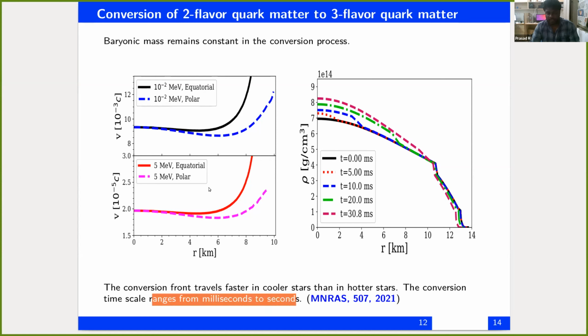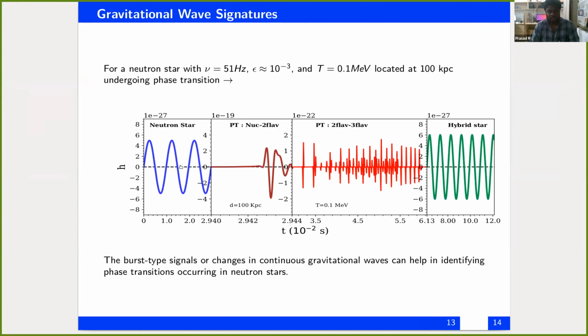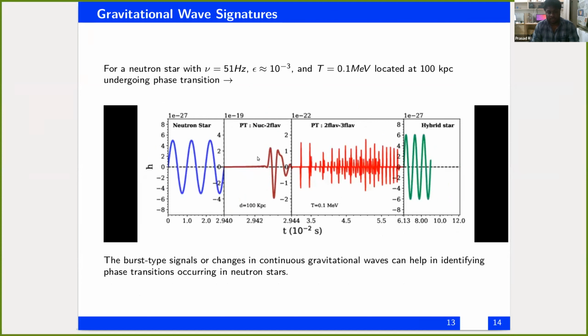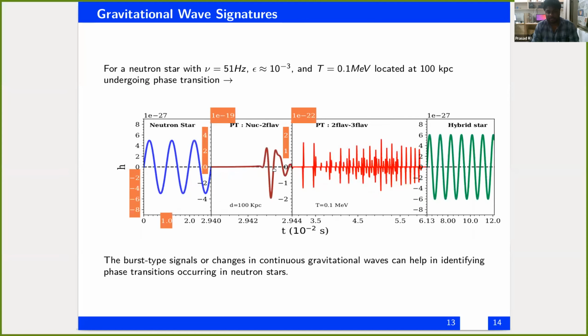Depending on the temperature of the star, this is the possible gravitational wave signal which can originate and by which we can identify the phase transition. Initially, there will be a neutron star which will be rotating, and from which we will have rotating gravitational waves. And then due to the deconfinement phase transition from hadronic matter to 2-flavor quark matter, which happens in a 10 power minus 5 second time scale, we will have a particular gravitational wave imprint. Then 2-flavor to 3-flavor conversion will happen, so that ultimately the star becomes stable. We will have a gravitational wave signal.